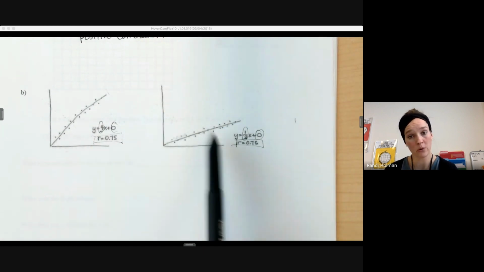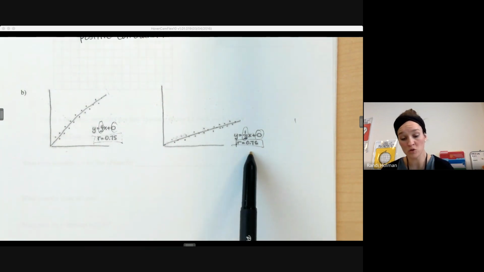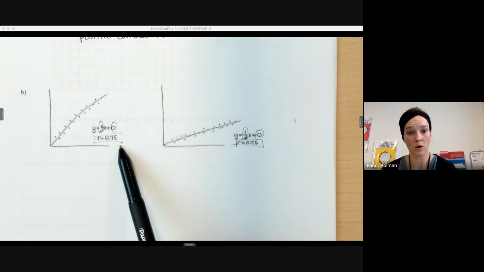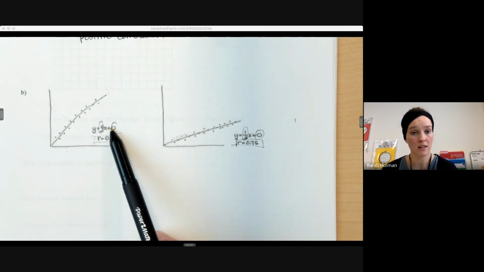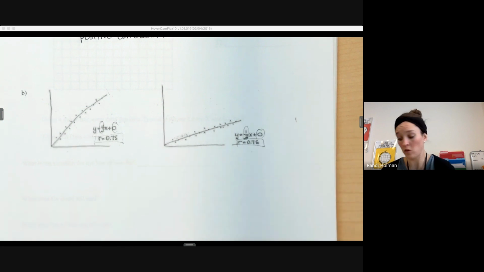But both have strong positive correlation with that correlation coefficient of 0.75. They both start at 0. That slope there is our largest difference.